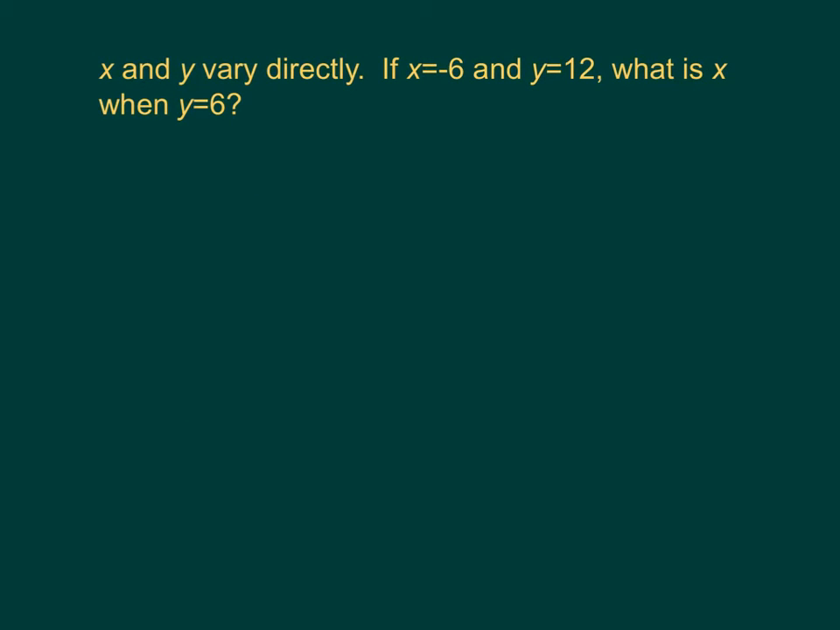Okay, this time it gives us an x and a y, and then it gives us a y and wants us to find the x. We're still going to use the same formula, k equals y over x, but we're going to do it for each pair. So we're going to take this pair and do y over x. Y is 12, x is negative 6. We're going to make it equal to the other pair. Y is 6. We don't know x, so we'll just put x.